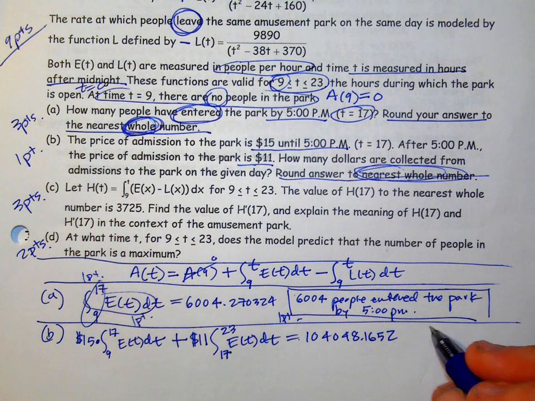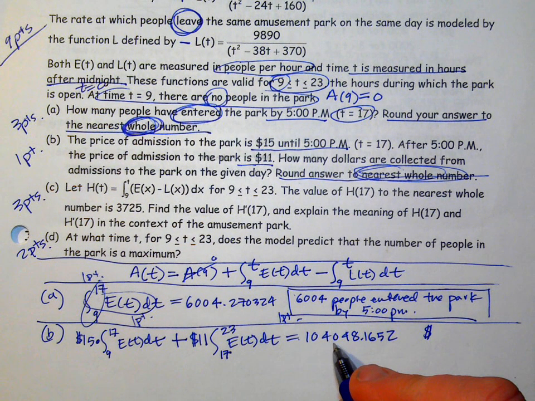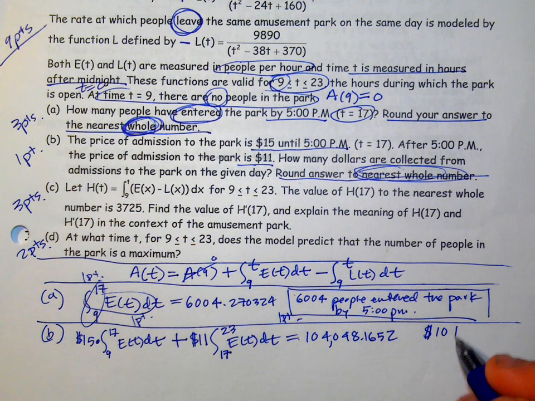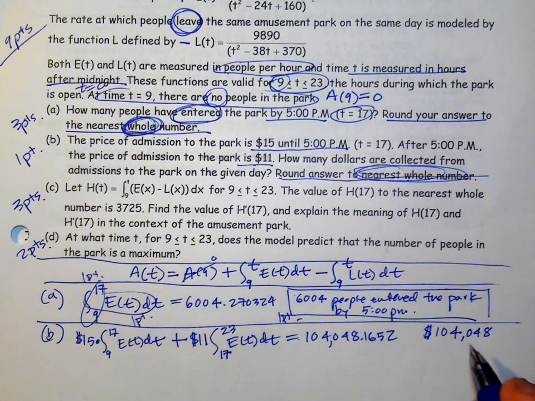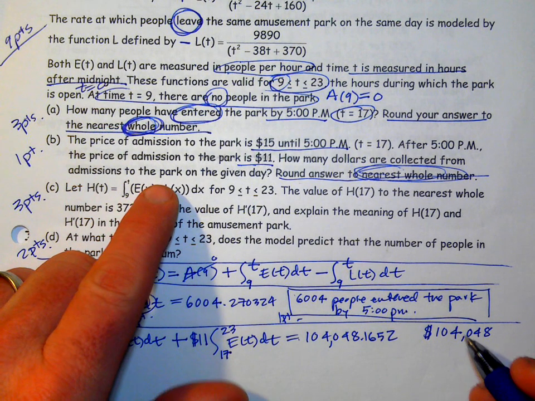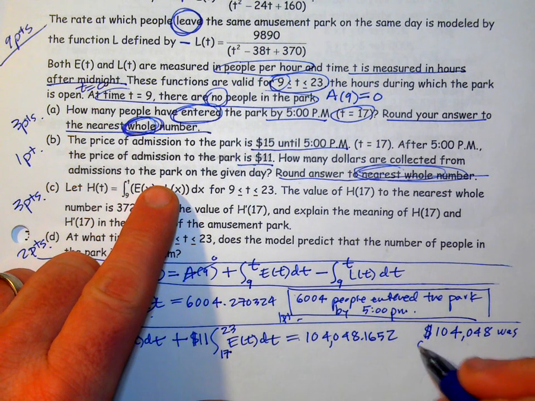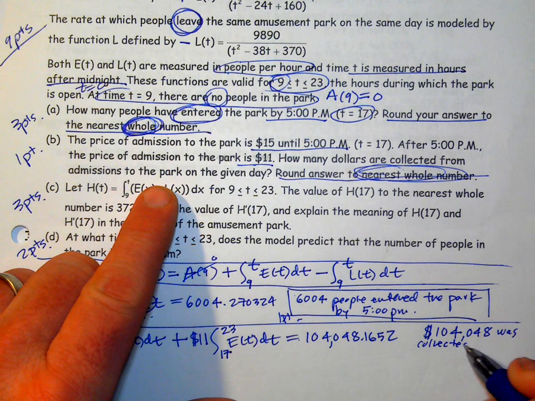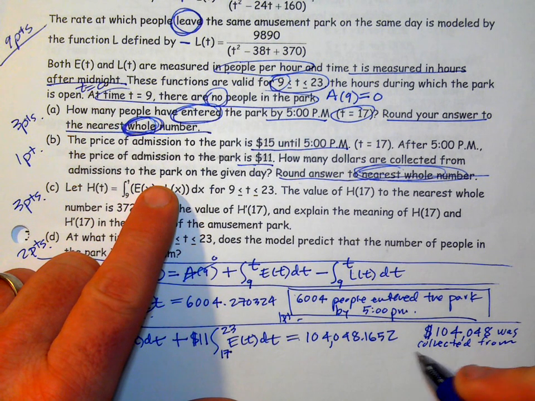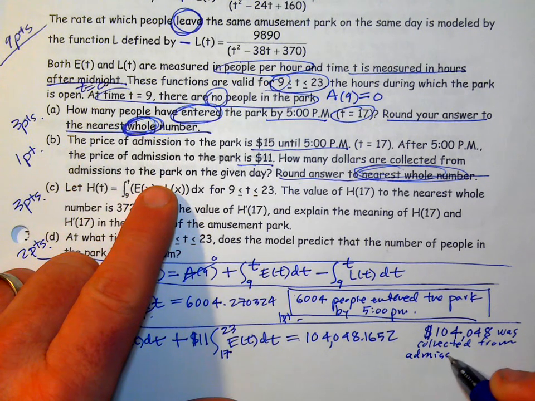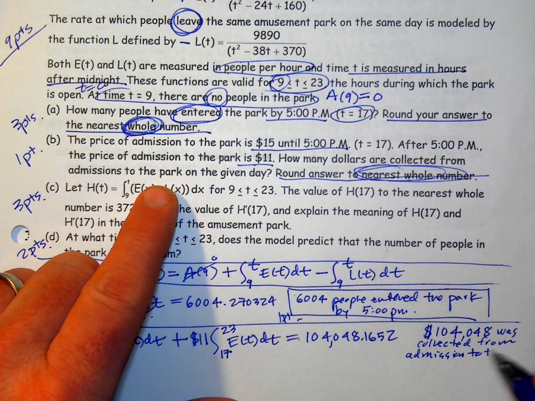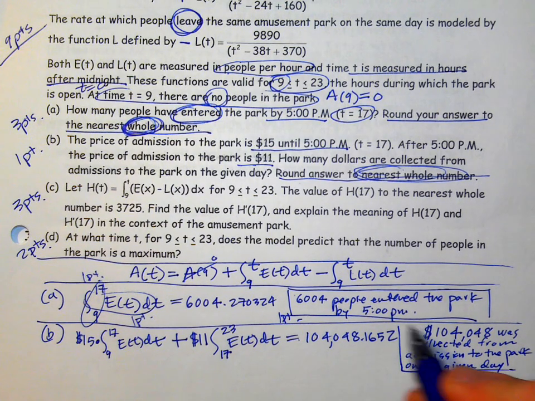So we're going to say our answer is in dollars, units, 104,048 was collected from admissions to the park on the given day. So that's a nice thorough answer with units and all that stuff.